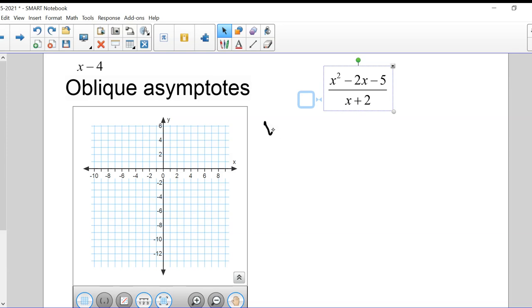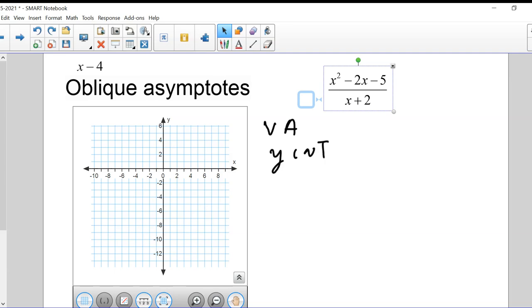Let's talk about the VA. We're not going to talk about the HA yet because we don't know what that is. In fact, it's not even an HA, it's called an OA for oblique asymptote. But we certainly know the Y and X intercepts. So let's start off with the Y-intercept. Do we know what the Y-intercept is?